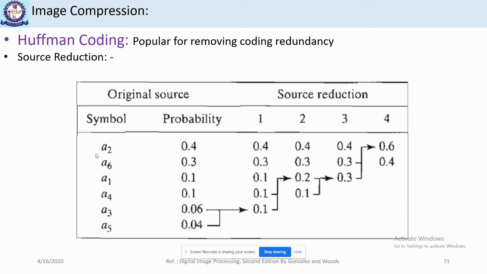This is the table in which symbols are given and the probability of occurrence of each symbol is given. In the first step, we arrange these symbols in the order of their probability of occurrence. You see here we have arranged them in descending order. The maximum probability is kept at the top, then 0.3, 0.1, 0.1, 0.06, 0.04. We have kept the symbols also in that order.